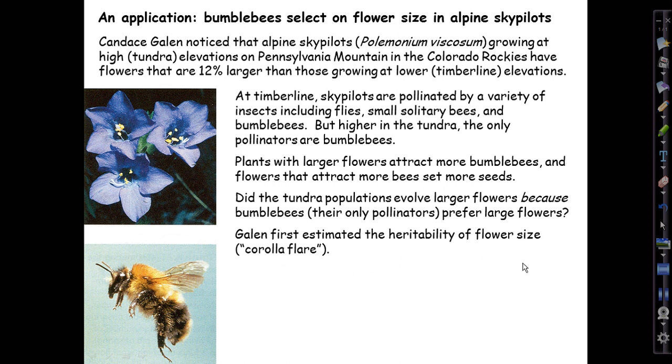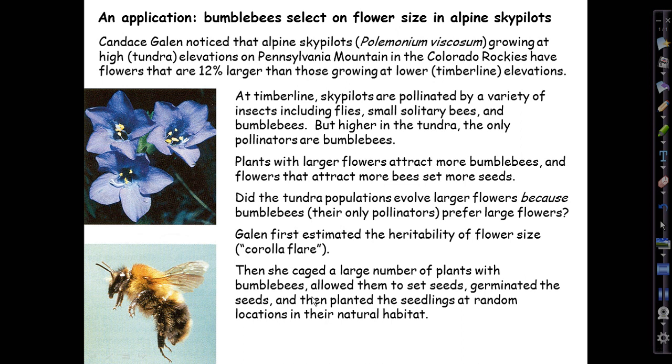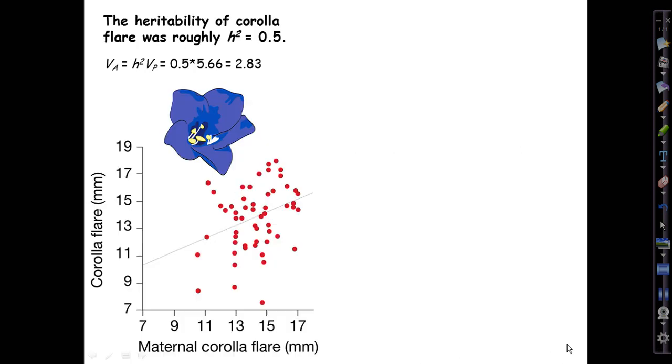First, the heritability of flower size. It's called, in the jargon, corolla flare. She then caged a large number of plants with bumblebees as the only possible pollinator, allowed them to set seeds, germinated the seeds, planted the seedlings out at random in a natural garden in the natural habitat, and 6 years later counted the survivors. So this is a heroic experiment requiring patience and a great deal of effort to take apart what was happening in nature.